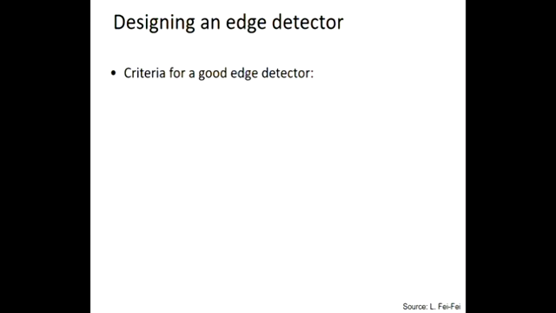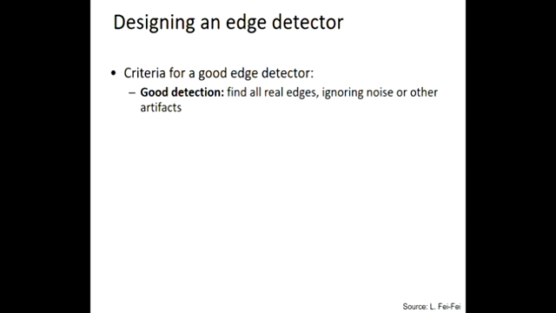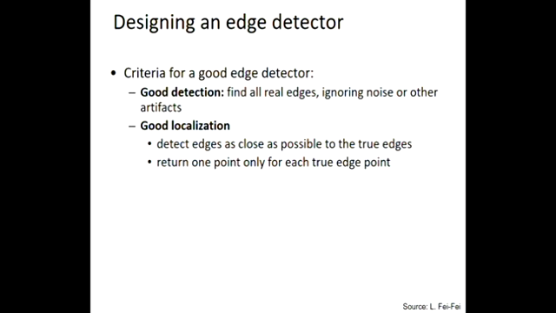All right, so now if we want to use this to design an edge detector, what kind of criteria do we want our edge detector to have? One is good detection, meaning we want to find all the real edges, and we want to ignore noise and other artifacts that we don't consider meaningful edges. Could be microtexture as well, like the little dots on this wall. Probably we don't want our edge detector to respond to them, ideally. Good localization: we want to detect the edges as close as possible to the true edges, and ideally return only one point for each true edge.